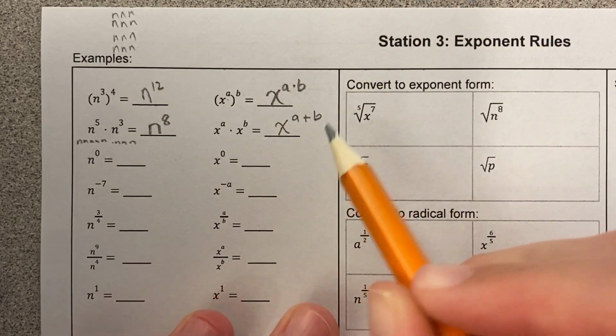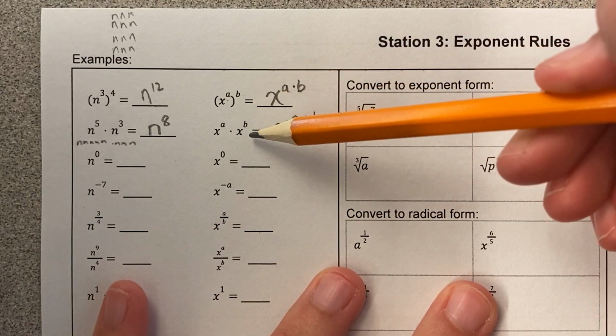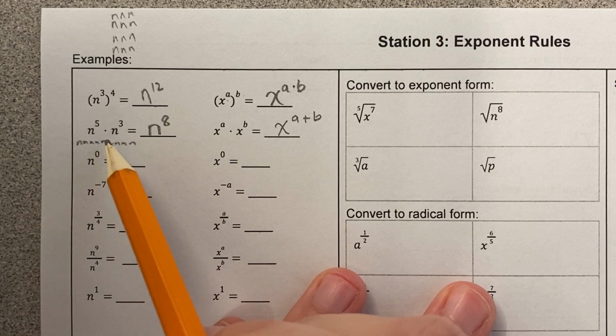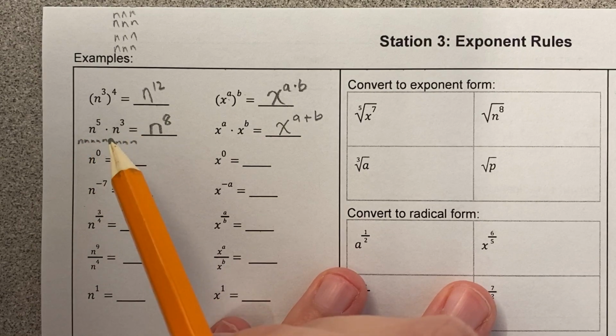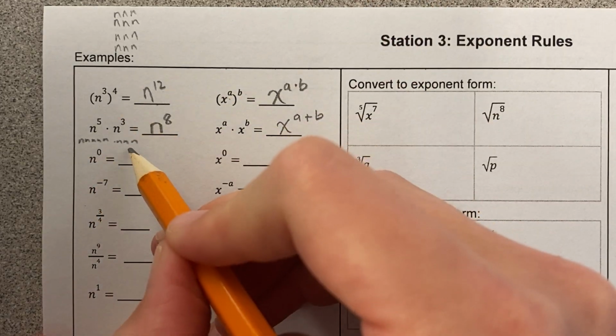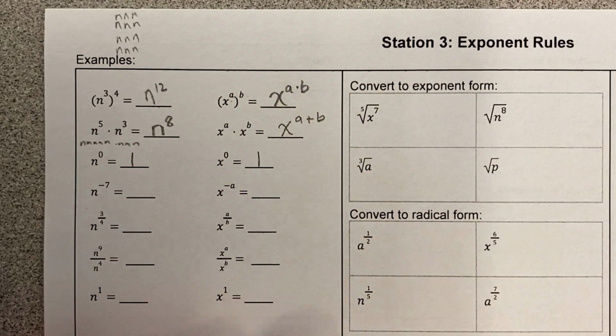Now, again, I'm not encouraging you to memorize these rules, like this is always multiplying, this is always adding. I'm encouraging you to always be able to write this out in your head and say, oh yeah, I remember that, this is adding. Okay? Anything to the 0 power is 1. It doesn't matter what variable, it doesn't matter what number, anything to the 0 power is 1.